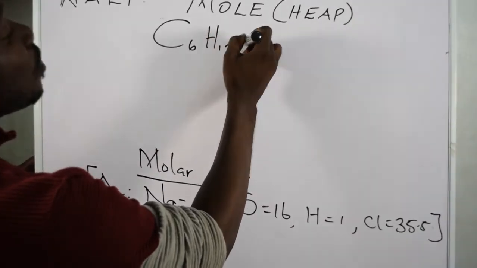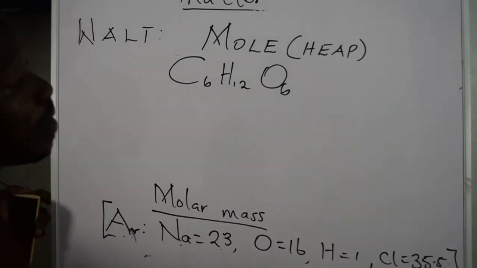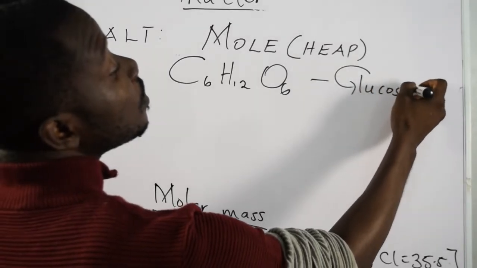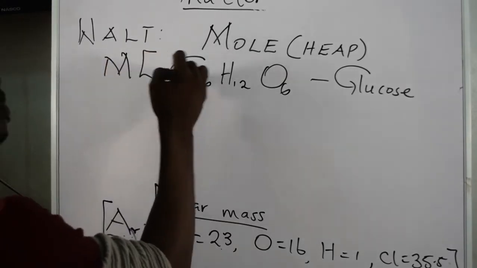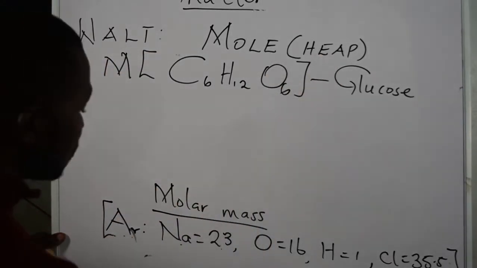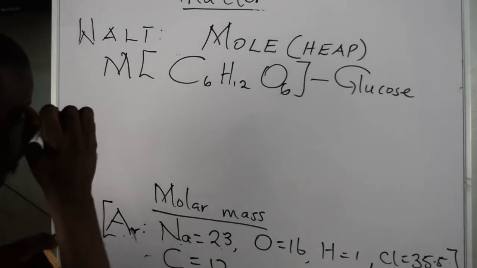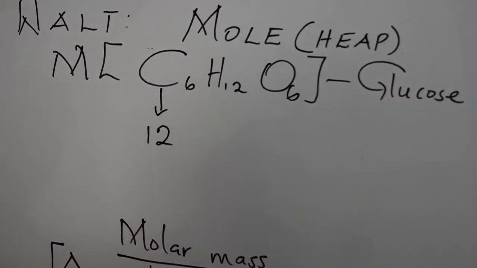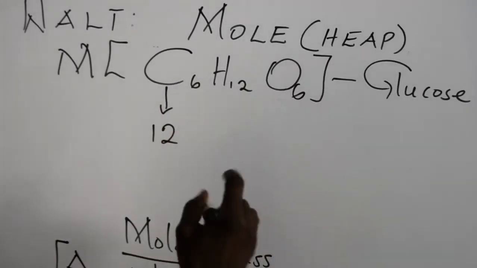C6H12O6. Yeah, this is very popular. This is a popular compound used by athletes. I'm sure you've remembered. Glucose. Let's try and calculate the molar mass for glucose. Here I did not provide for carbon. Carbon is 12. The relative atomic number of carbon is 12. How many carbon atoms here? Because the 12 is just for each carbon atom.